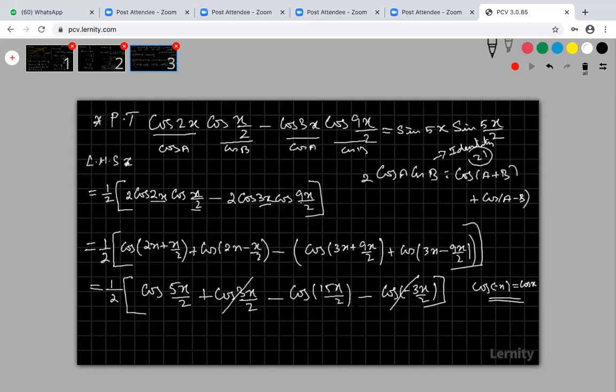Are you okay? Right. So now come to that 1 by 2. Remaining, I am getting cos 5x/2 minus cos 15x/2. Okay, right. So we have another identity, the 20th identity, cos x minus cos y. What is the cos x minus cos y identity formula?